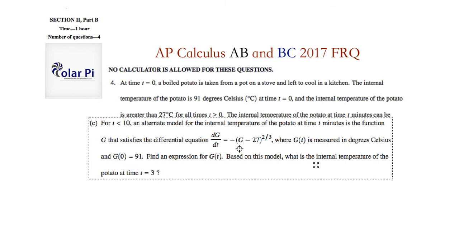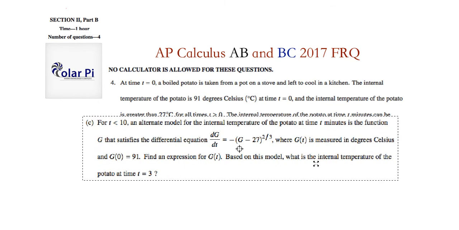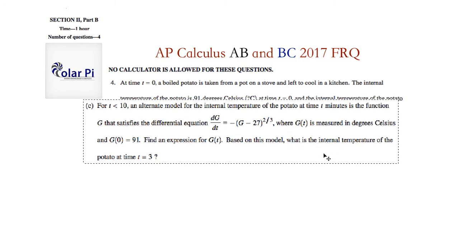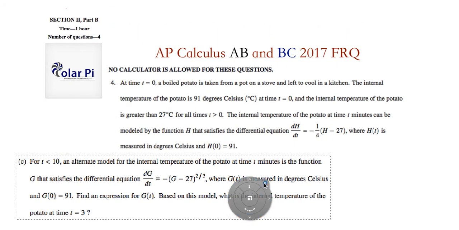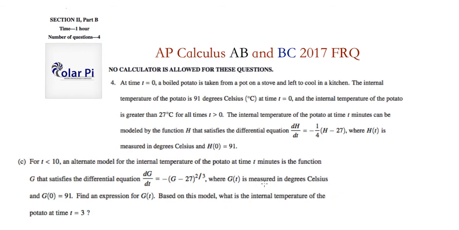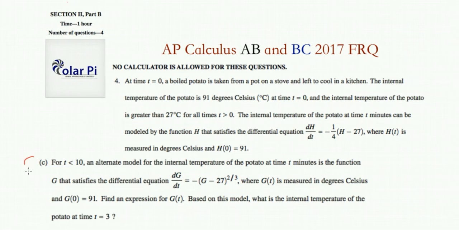So part C says all this, and what is it really? It's basically telling us that there's this other function that can give us the internal temperature of the potato, and it's called g, and its derivative is given by this guy. And so it's saying find out what g is and then evaluate it at 3, basically. And we're told that g of 0 is 91. And because I need the space down here at the bottom, I'm going to summarize what's written here up top and then get rid of what I have here, yeah?